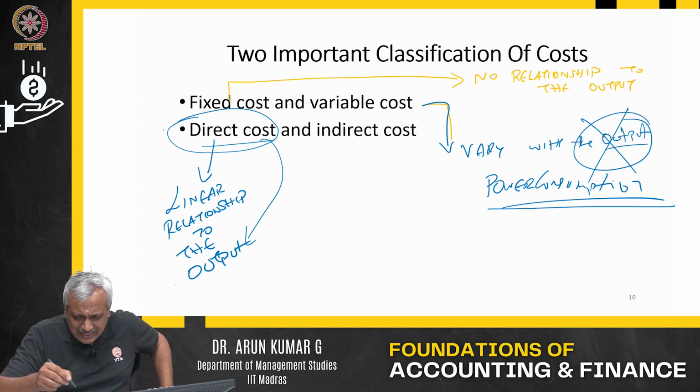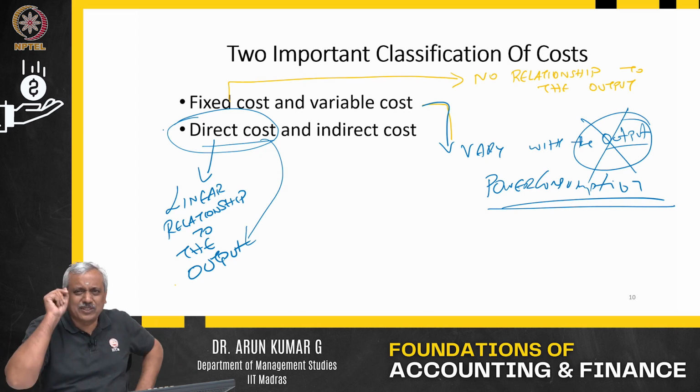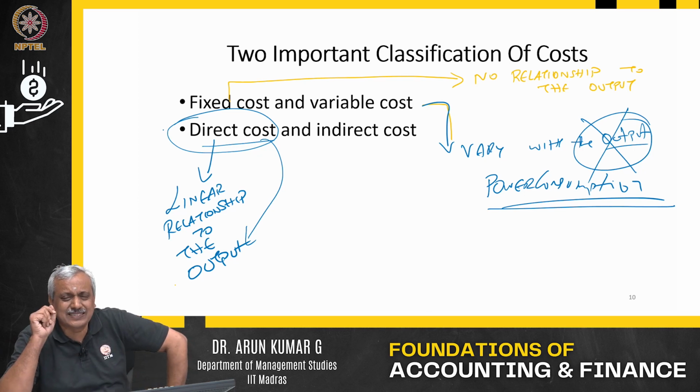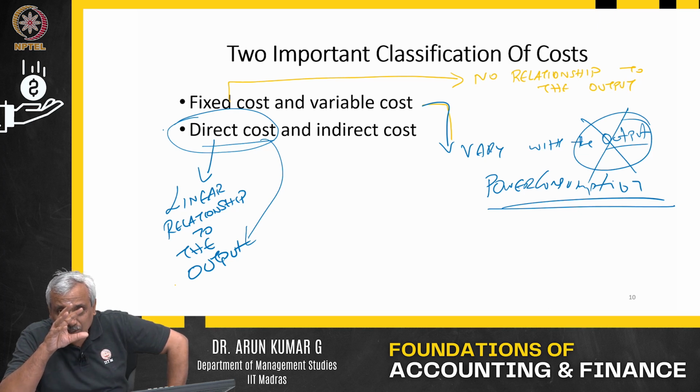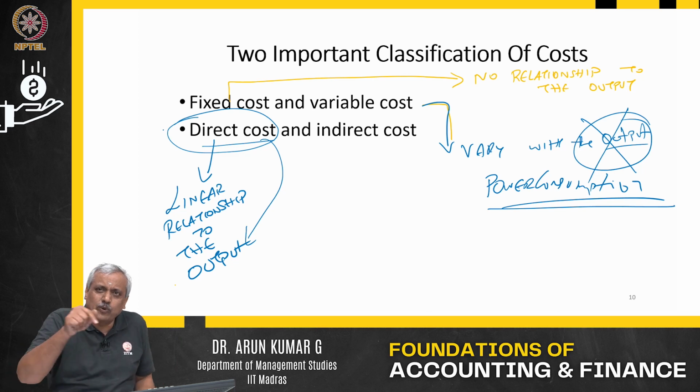Where it varies, in this power consumption example, I made a statement. There is a light which is mounted on the top of the machine. The light is switched on automatically when the machine is performing the job. The light is switched off when the machine is not performing the job. Then what happens? That particular cost of consumption of electricity of that particular light will vary with the output.